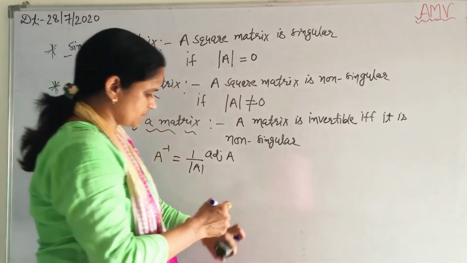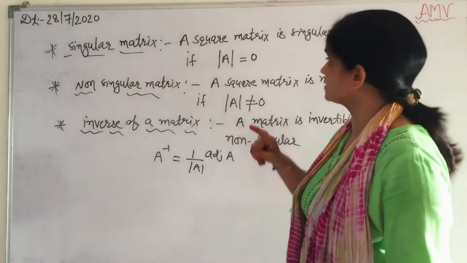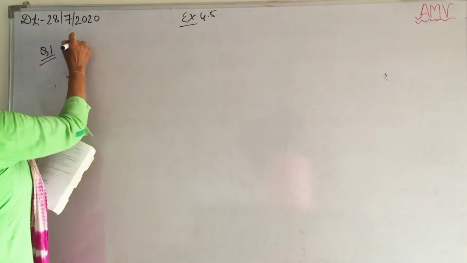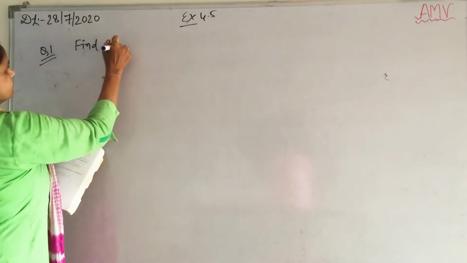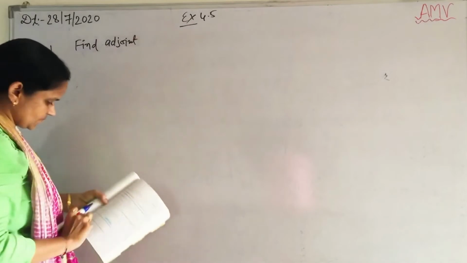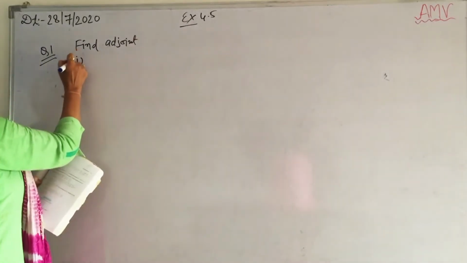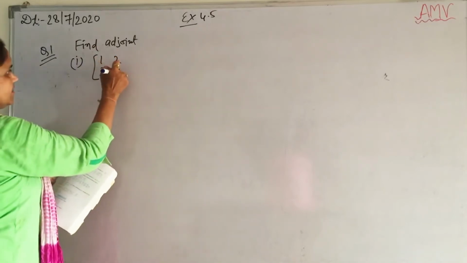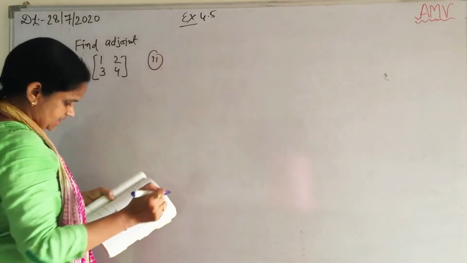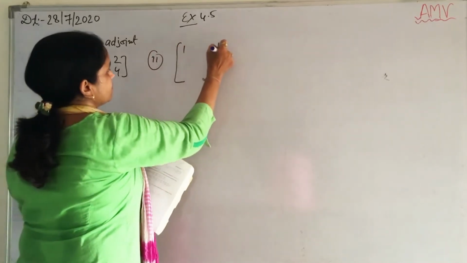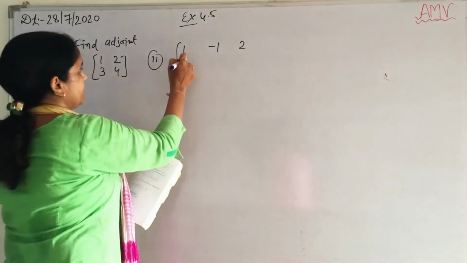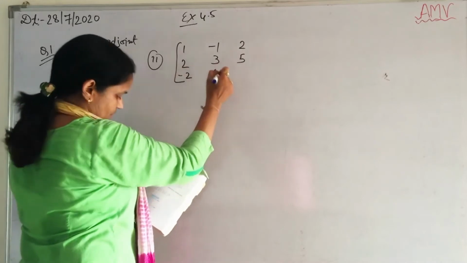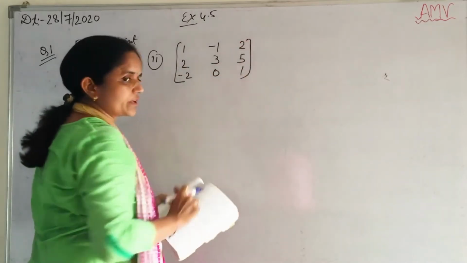And now I am going to take some questions of exercise 4.5. Question first: find the adjoint. Okay, students. First is the matrix 1, 2 and 3, 4. Second question is 1, -1, 2; 2, 3, 5; and -2, 0 and 1.